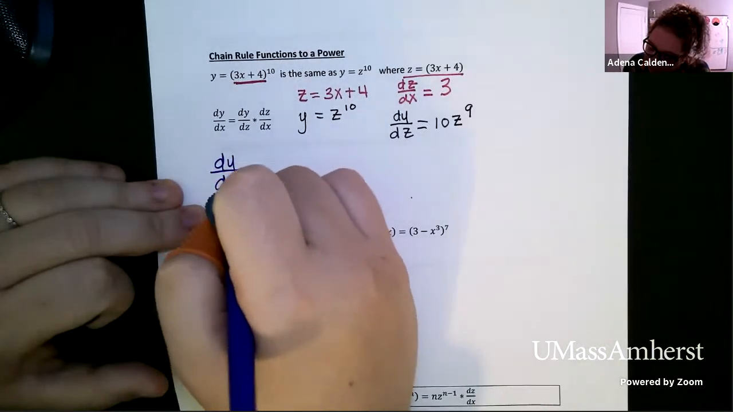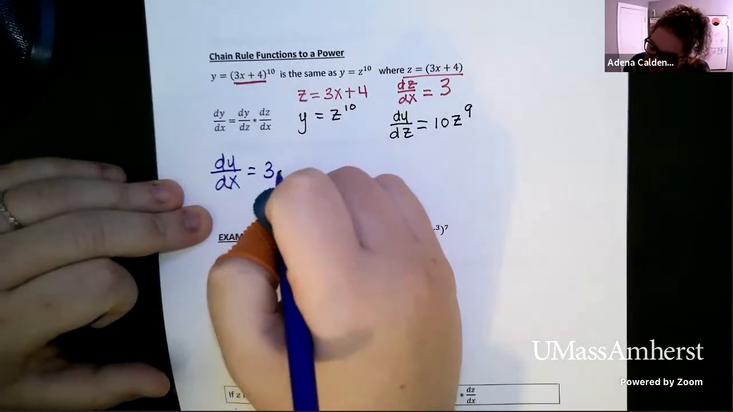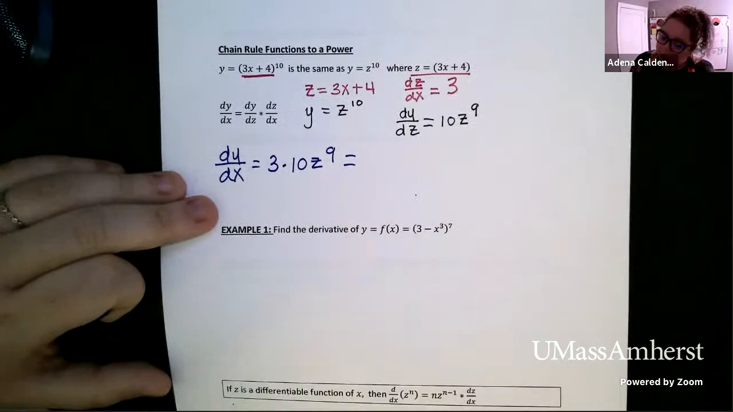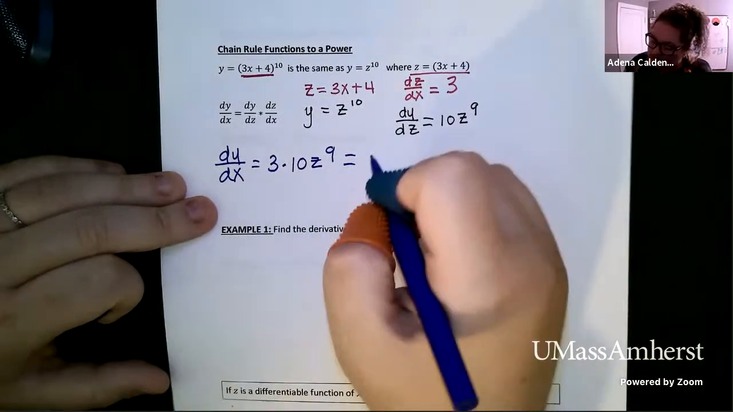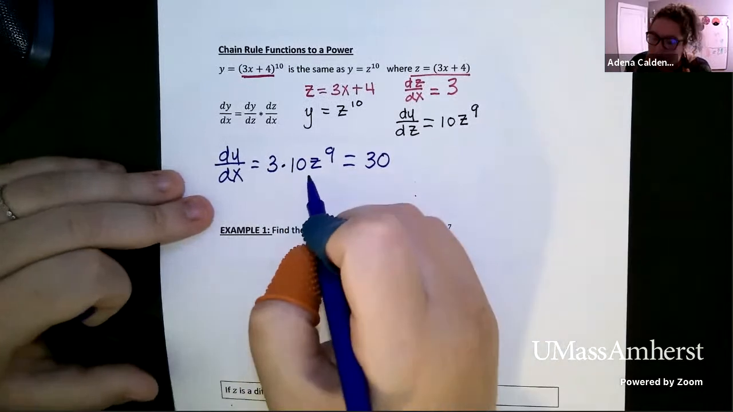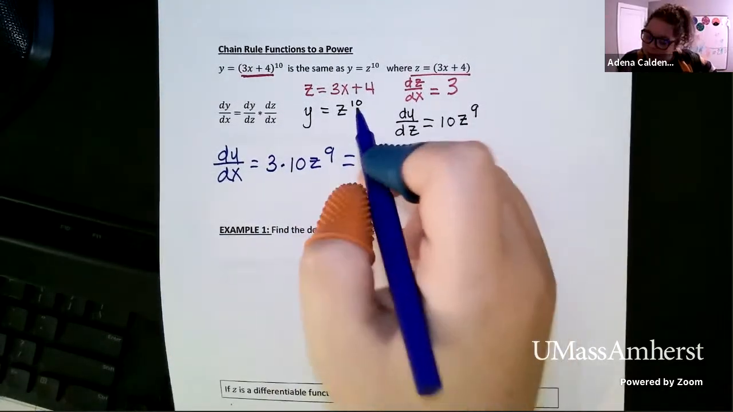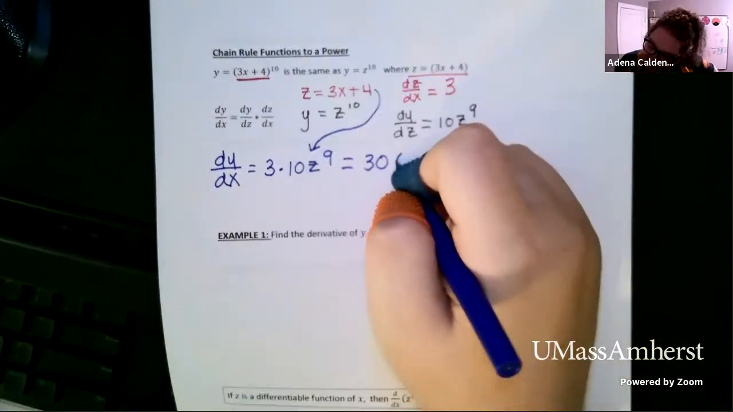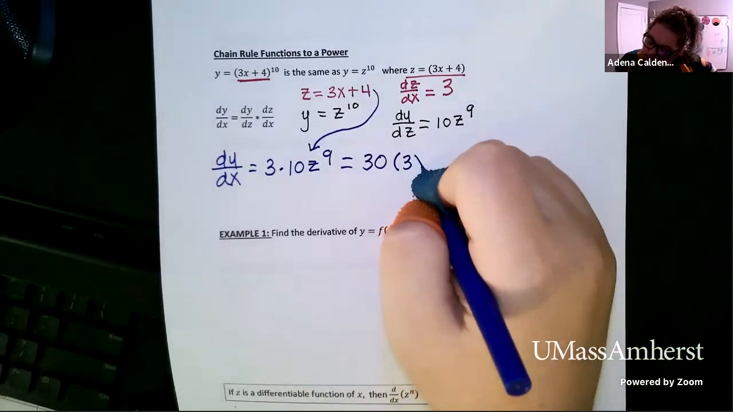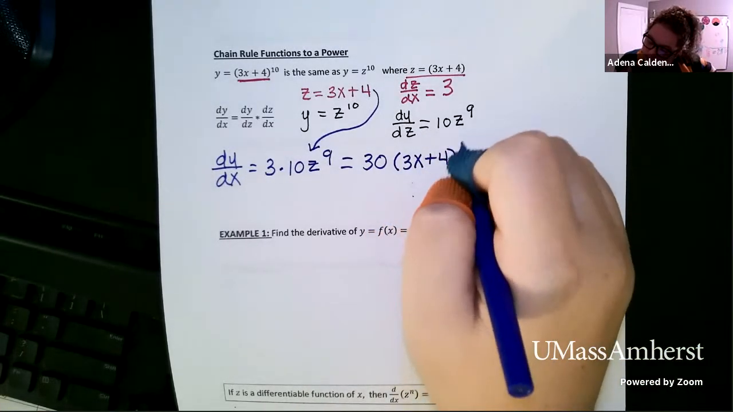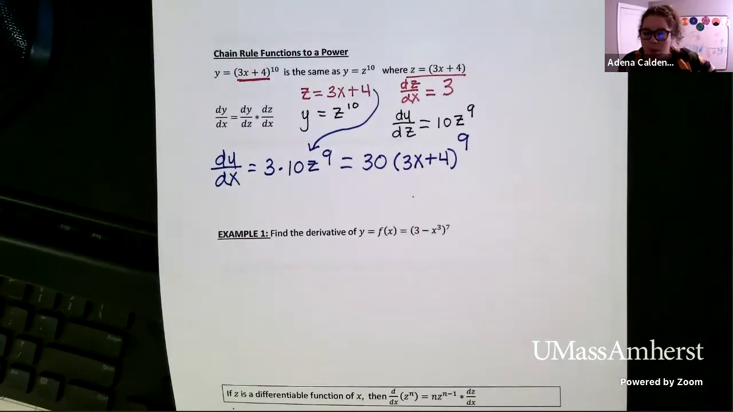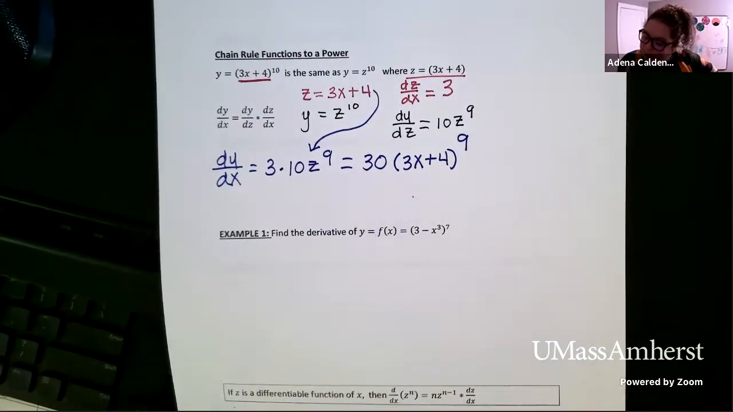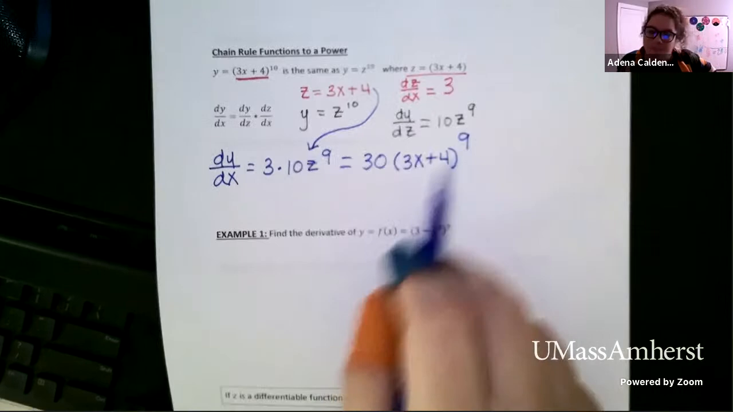So the derivative I want, dy dx, is going to be 3 times 10z to the 9th. Now here, there's a couple things I need to do to clean this up. 3 times 10 is 30. And now my final answer, I don't want a z in my final answer. So what I need to do for one of my last steps is plug back in for z. So my z represented 3x plus 4, so z to the 9th is 3x plus 4 to the 9th. So the derivative of 3x plus 4 to the 10th ends up being 30 times 3x plus 4 to the 9th.